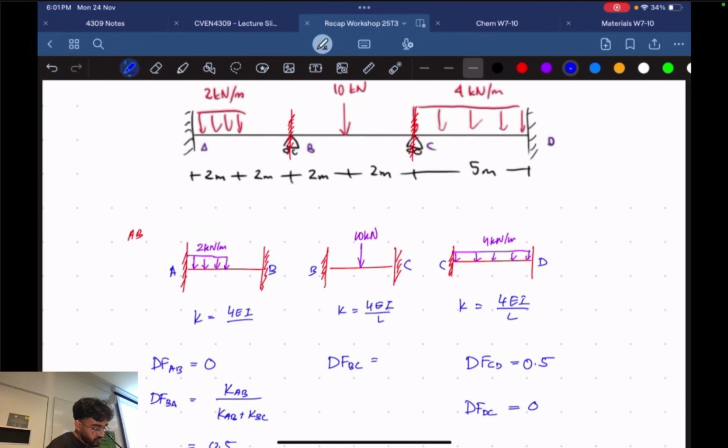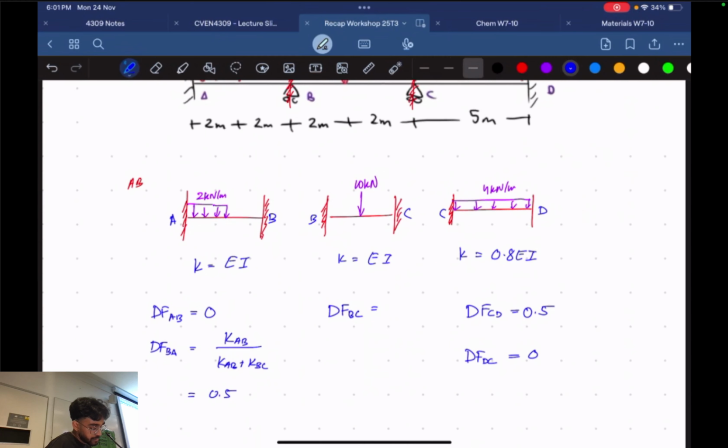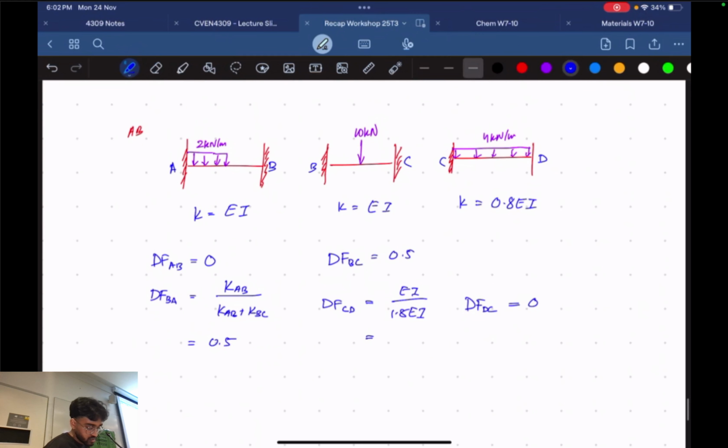This is just EI. This one's going to be 0.8 EI. Okay, so this should be 0.5, but DFCD should be a bit different. It should be EI all over 1.8 EI, which you get to be 0.55.